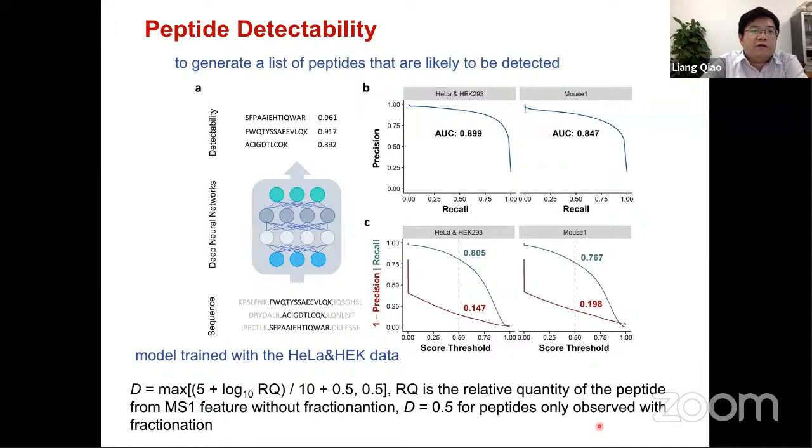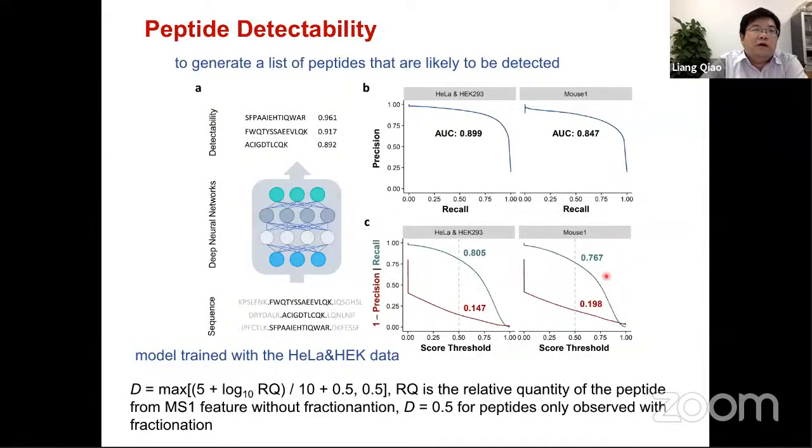If the peptide is only detected with fractionation, we define the score as 0.5. And if it can be detected without fractionation, the score is from this equation here, and normally it's between 0.5 and 1. So we also train the model and then test it. If we put a threshold of 0.5, we can have a recall of 0.77.